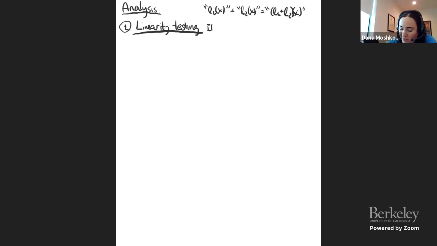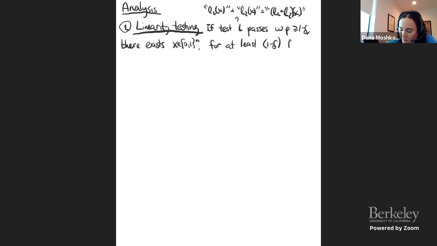And what I'll show is that if test one passes with probability at least 1 minus delta, where delta is a very small constant, like 0.001, then there exists x in {0,1}^n such that for at least a 1 minus delta fraction of the L's, we have L(x) actually equal to L(x).